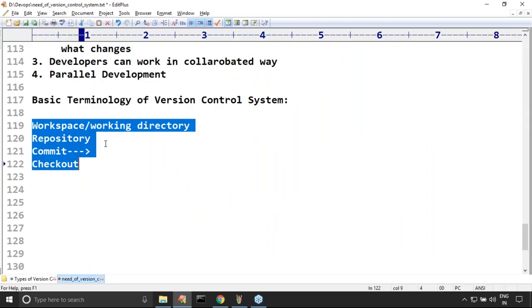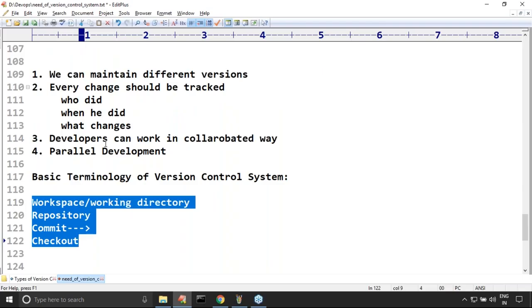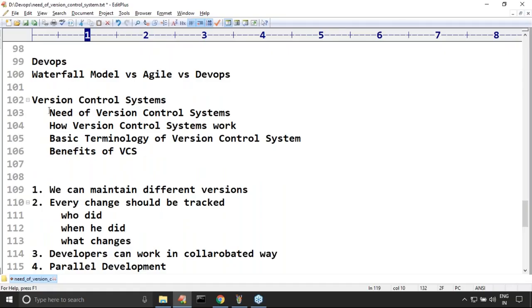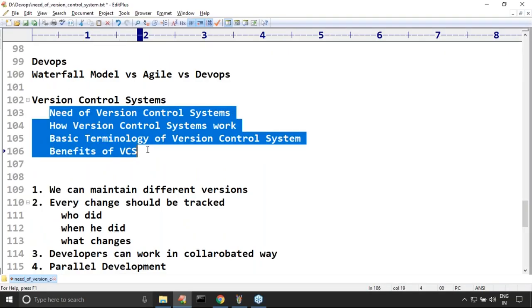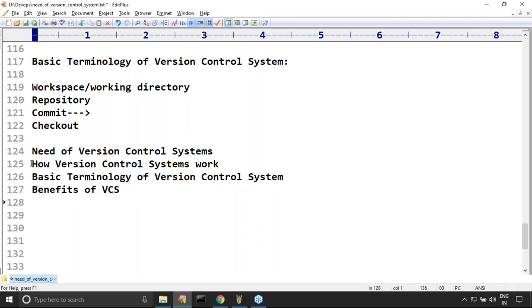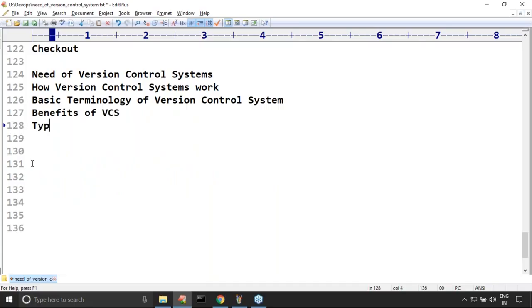Anyway, all these things I covered very clearly in the last session, so there is no need for much explanation about this terminology. Now, in today's session, what do we have to talk about, sir? These basics we already discussed: what is the need of version control system, how version control system works, the basic terminology related to version control system, and what the various benefits are. Now, the next important thing, sir: types of version control systems. This part we have to discuss, right?